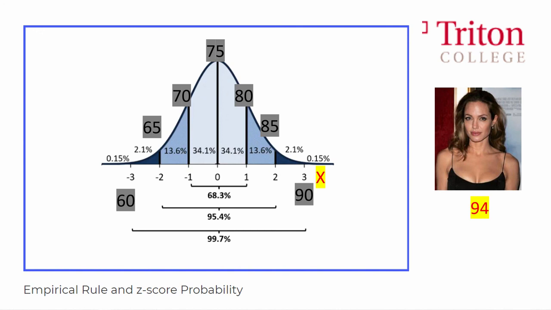All right, let me ask you this, true or false? Would that be unusual for Angie to get a 94? You bet it would. You'd say, Ange, wow, you're going to get a 94? The chances of you doing that on the test tomorrow are way less than 0.15.